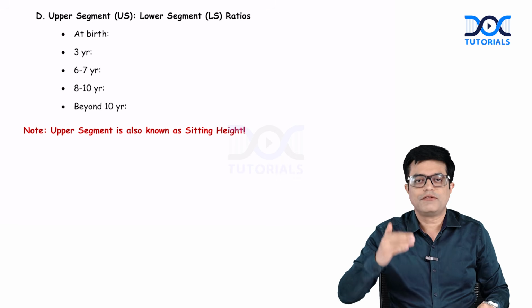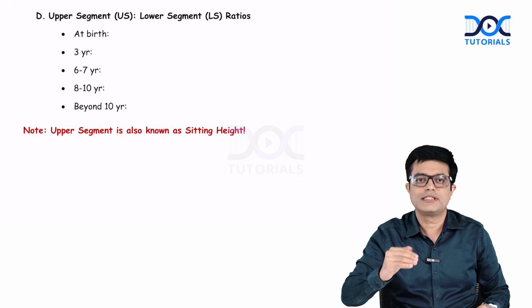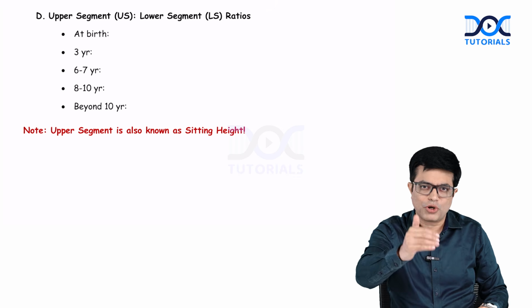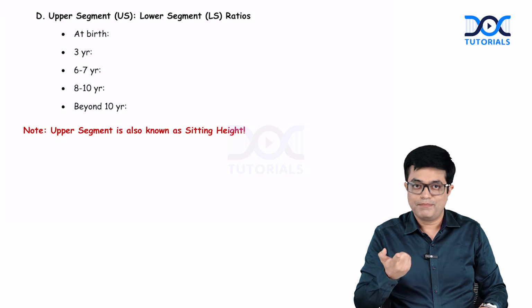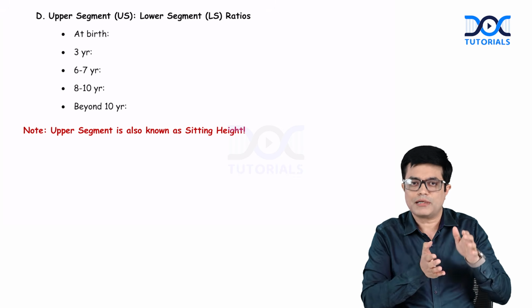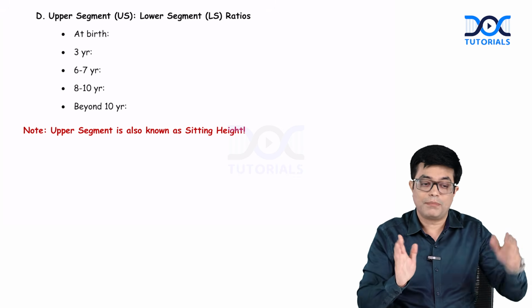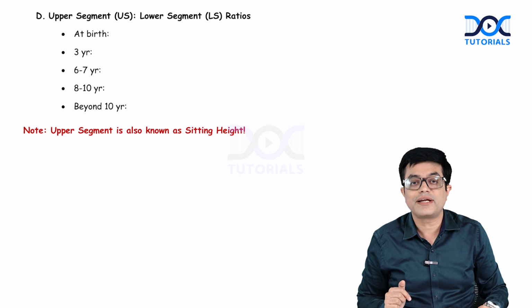So what is the upper segment? From the crown of the head to the midpoint of the pubic symphysis is the upper segment. From the midpoint of the pubic symphysis to the sole of the foot is the lower segment. In you and me, the lower is bigger and the upper segment is smaller. But when a child is born, the upper is bigger and the lower is smaller. So what are the ratios?